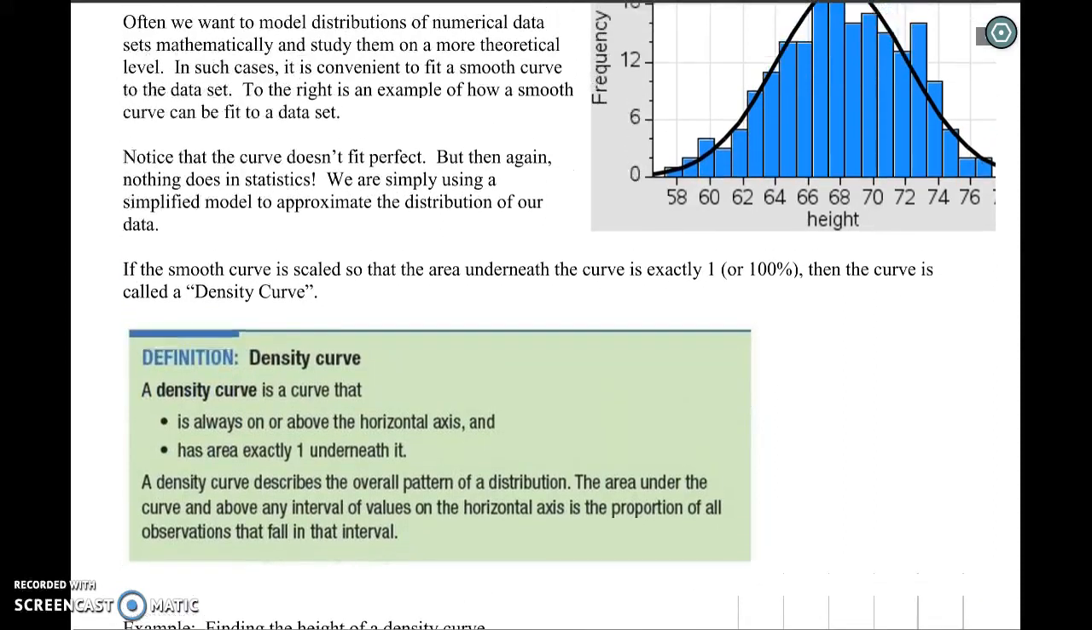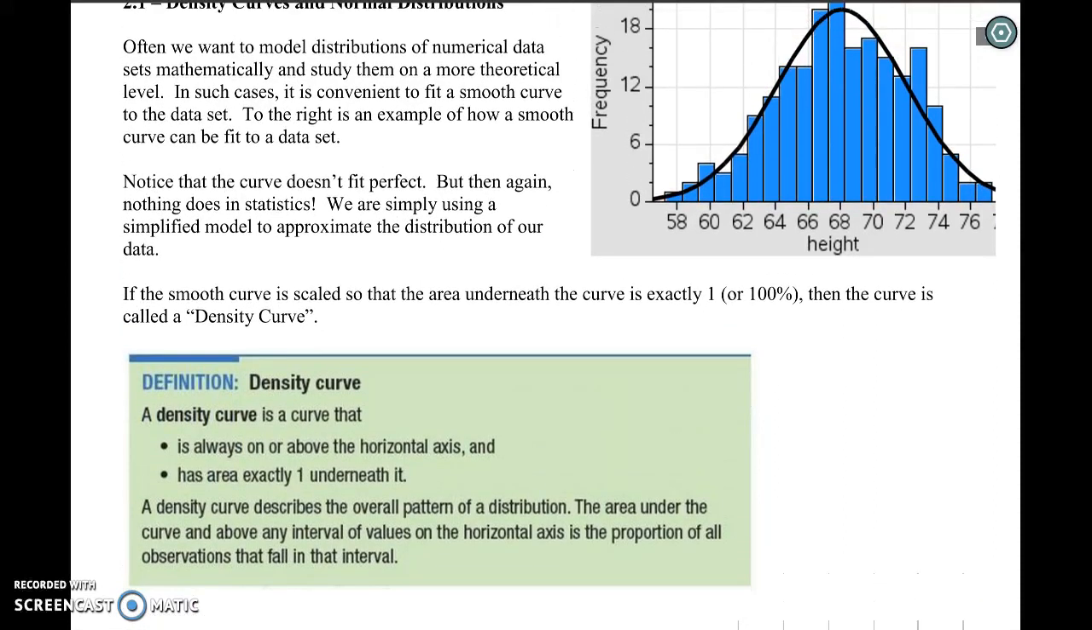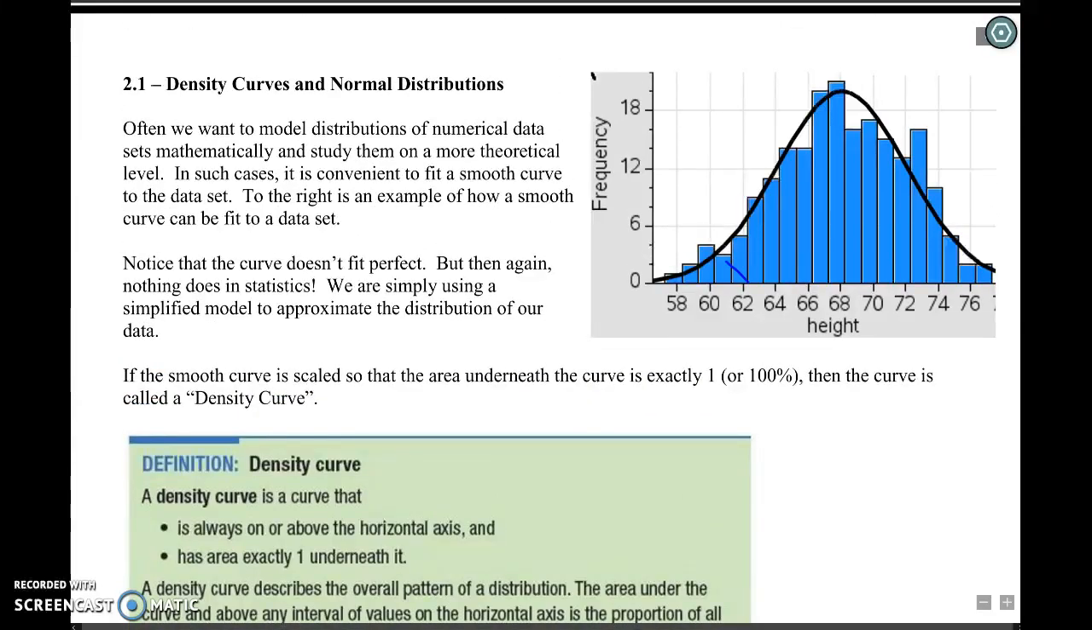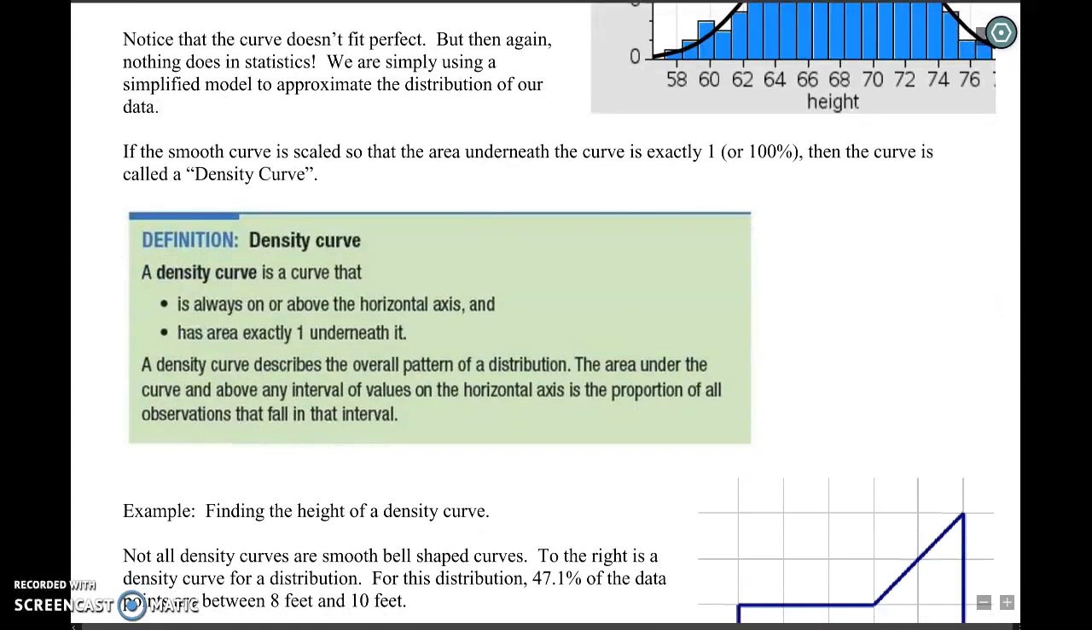If this smooth curve is scaled so that the area under the curve is exactly 1 or 100%, then the curve is called a density curve. So if I were to look at the area under this curve, it would definitely not be equal to 1. But if I scaled the y-axis differently, I could create a curve so that the area underneath it is exactly equal to 1, and that would be a density curve.